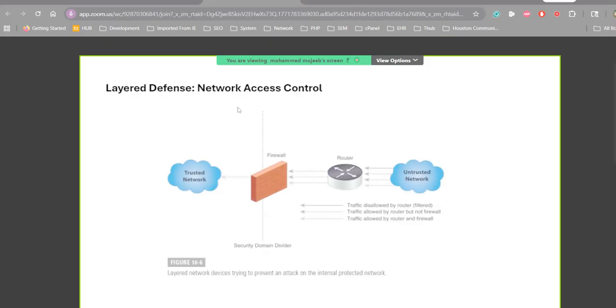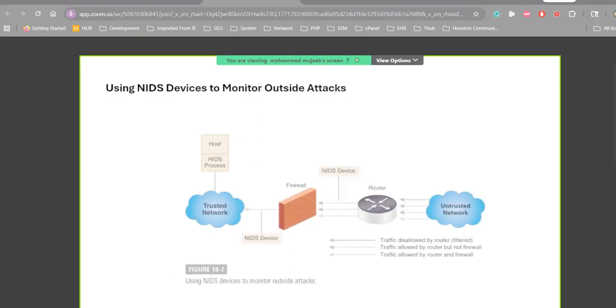Layered defense, network access controls. So firewalls, routers, untrusted networks. You can put in place routers and firewalls. It's a network layer defense. You can do this as a host layer defense too. Network IDS devices monitor outside attacks, so you can use network devices from the outside too.